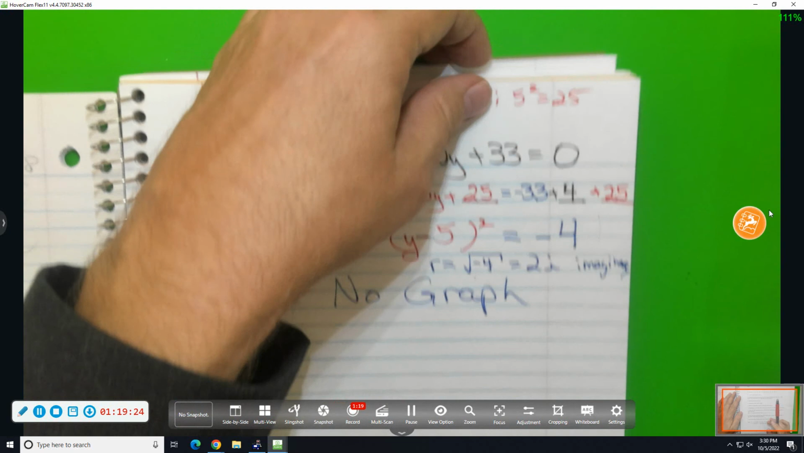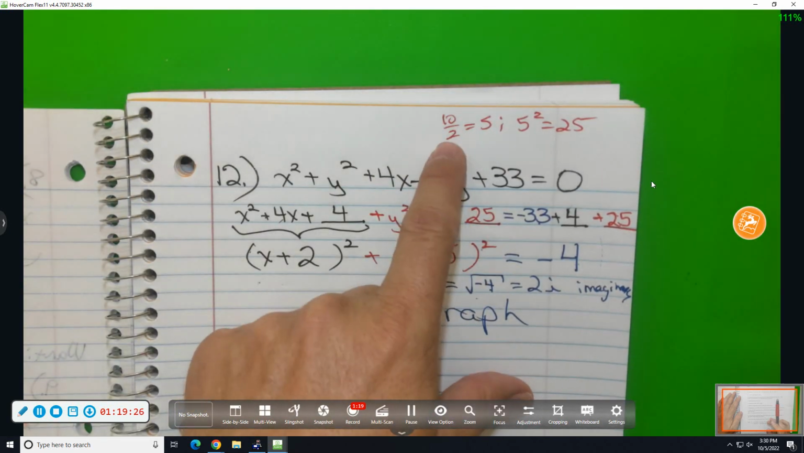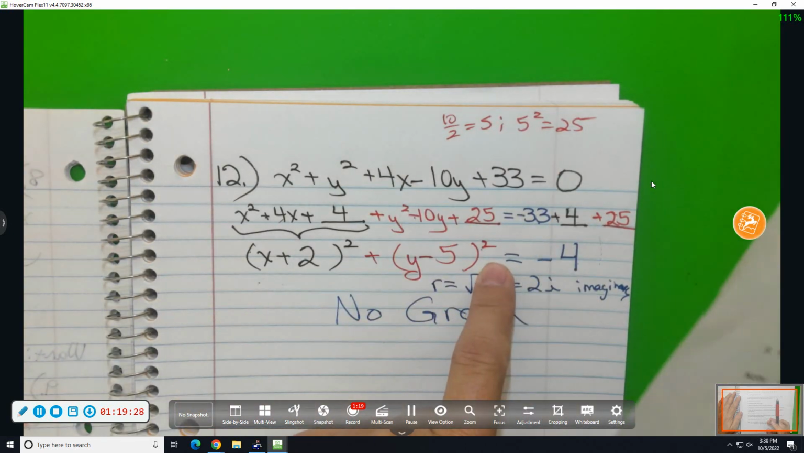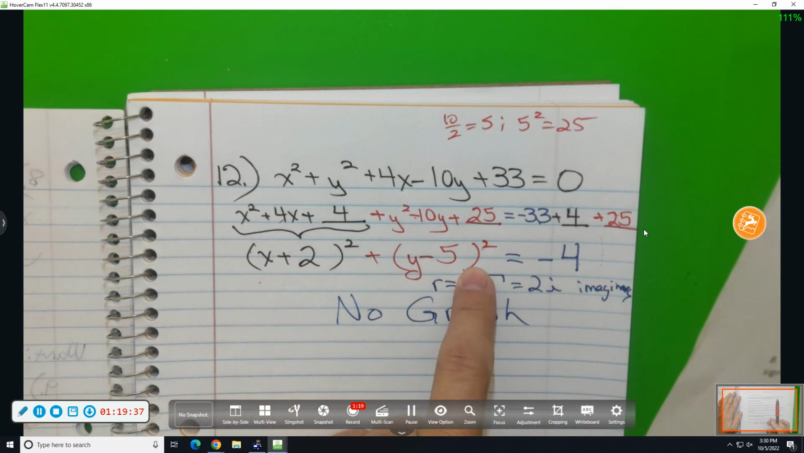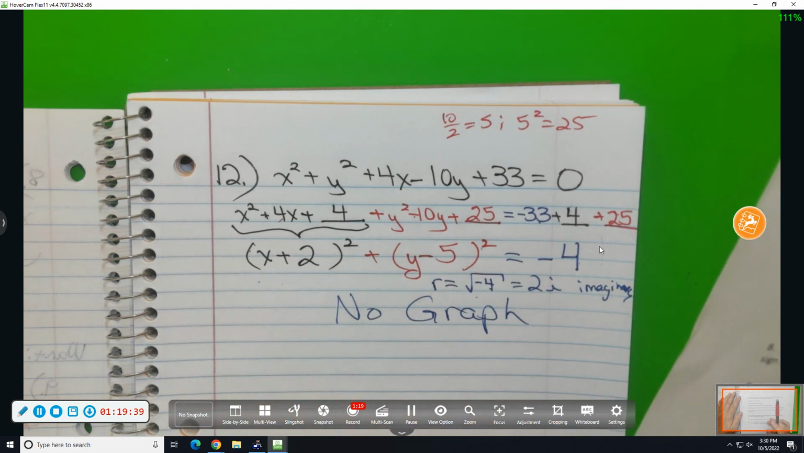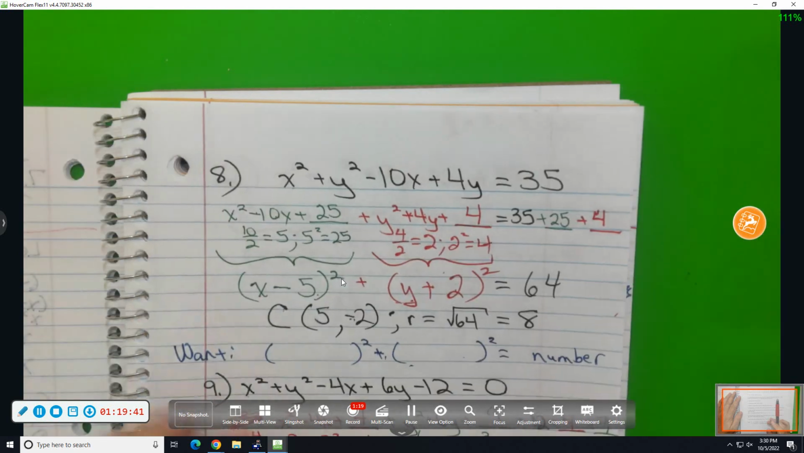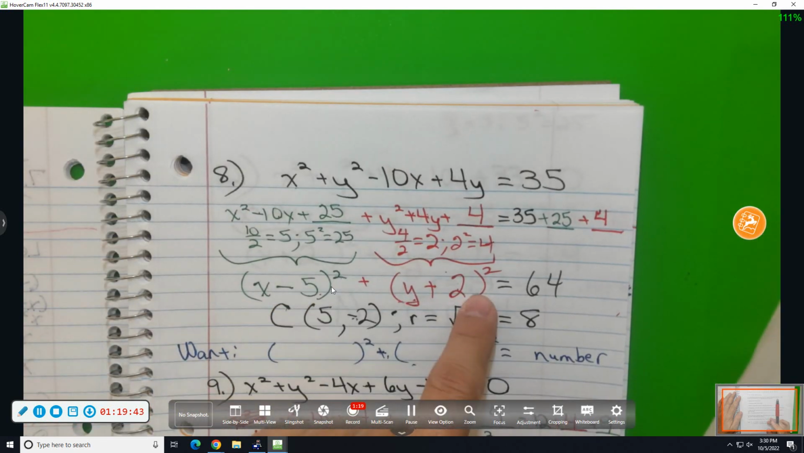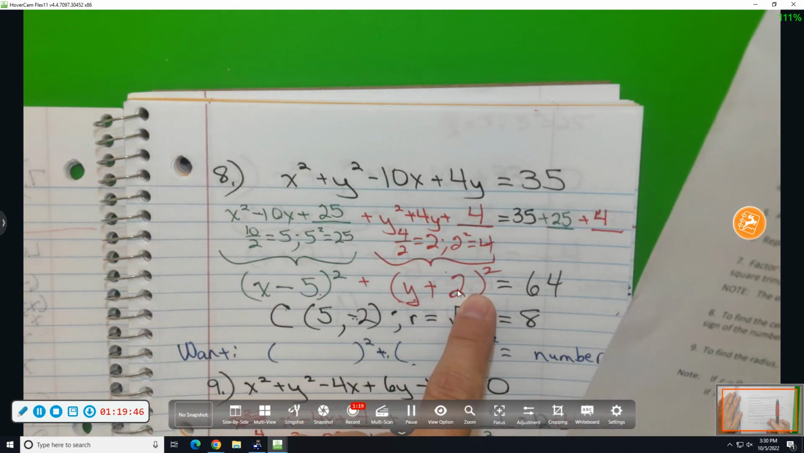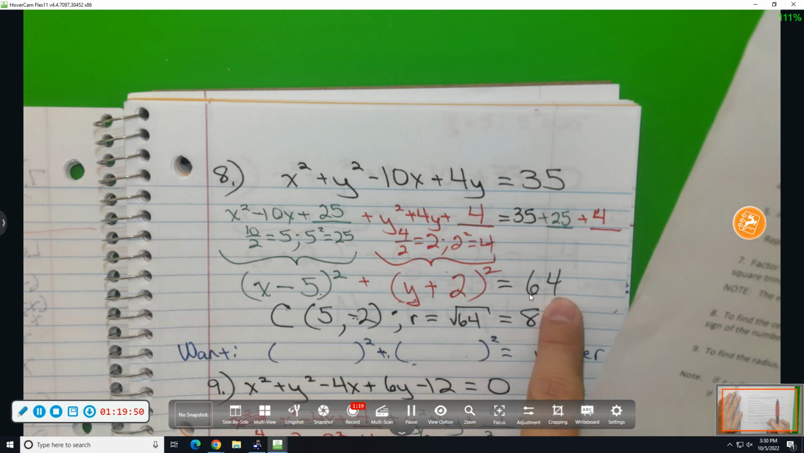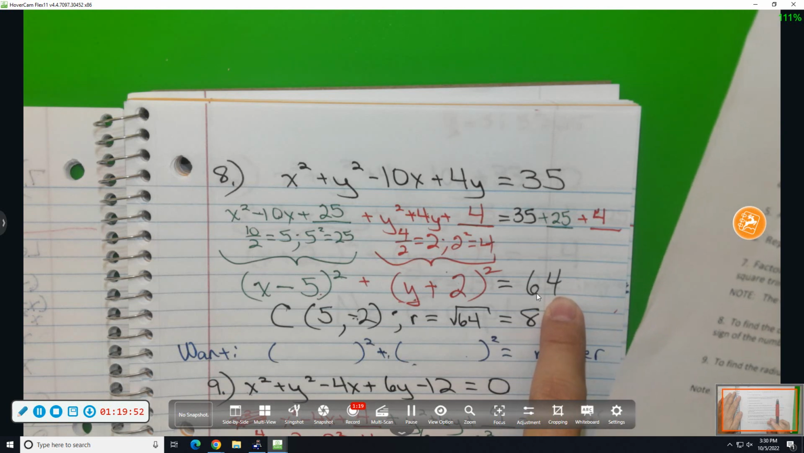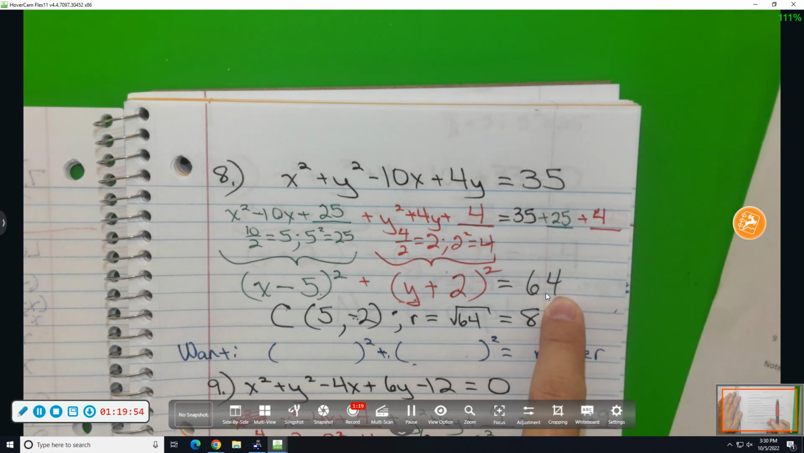Repeat it for the y's. Divide it by 2 and square it. So this little recipe is just going through what we've been doing. And then step number 7, we factor it. And then step number 8, to find the center, you change sign. And to find the radius, you take the square root. Step number 9, to find the radius, take the square root of the number on the right-hand side.